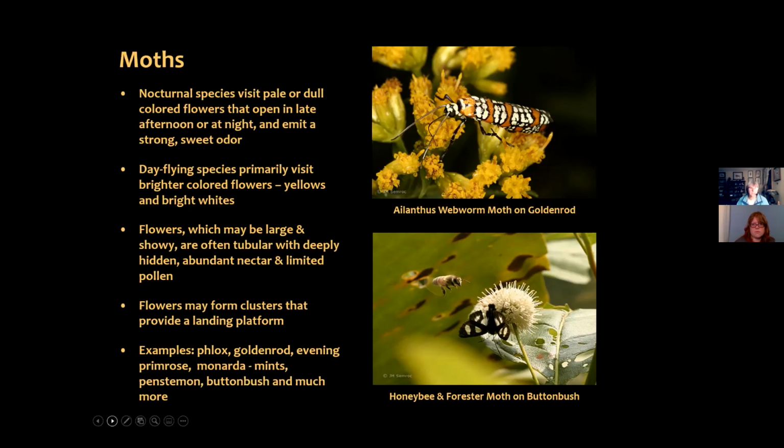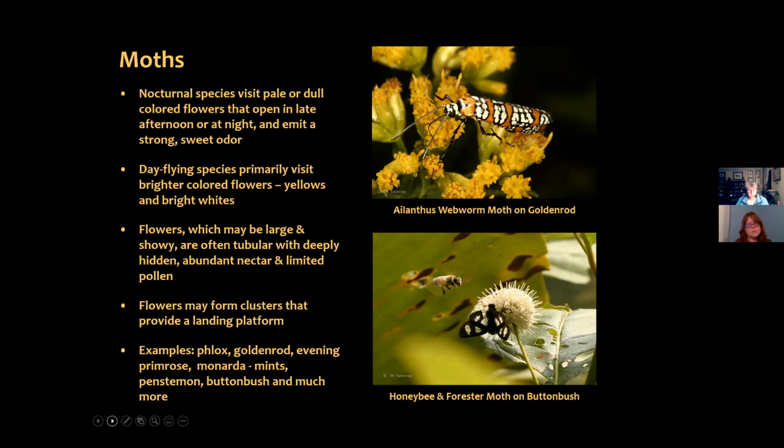And then our day flying species will again visit the brighter colored flowers, yellows, bright whites, large and showy, again, tubular with deeply hidden, abundant nectar, but sometimes limited pollen. So they need those insects to come in and get whatever pollen they can, even if they don't produce a lot of pollen. And then the flowers may form clusters that also can provide a landing platform, because you'll find that the moths will crawl over the top, because they're not necessarily ones that are going to consistently beat their wings to keep them back from the flower. And we'll see that here with our sphinx moths.